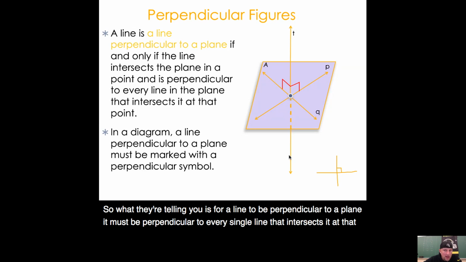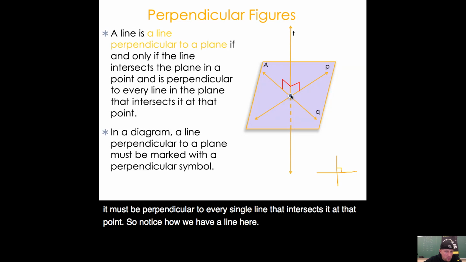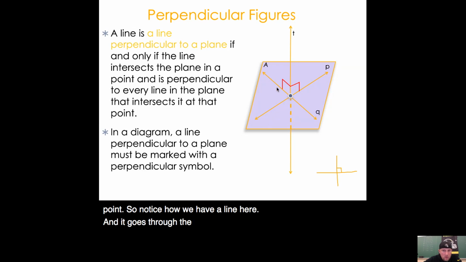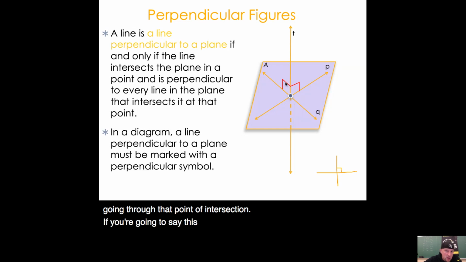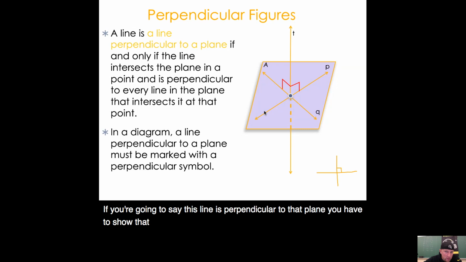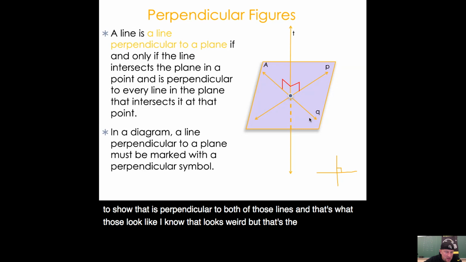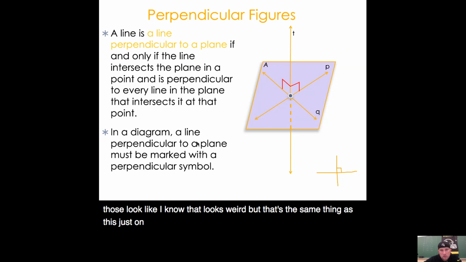So notice how we have a line here and it goes through the plane, and there are two lines that are going through that point of intersection. If you're going to say this line is perpendicular to that plane, you have to show that it's perpendicular to both of those lines, and that's what those look like. I know that looks weird, but that's the same thing as this, just on a slanted version.